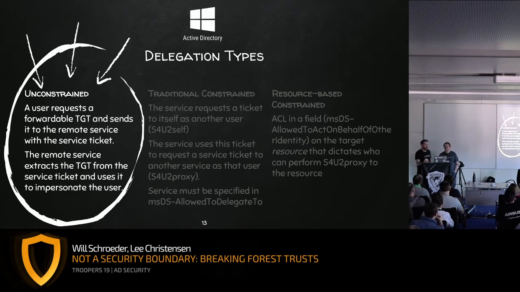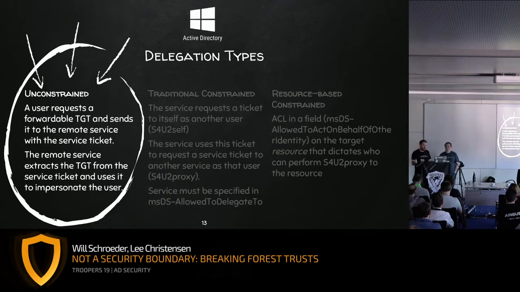So with unconstrained delegation, a user will request a forwarded TGT, and it'll send this along with the service ticket when it's authenticating to a remote service. The remote service will extract the ticket granting ticket out of that exchange, and then it'll cache that ticket granting ticket for a period of time on the machine. So if I auth to the front-end service, and I'm doing this with unconstrained delegation, that front-end service now has my ticket granting ticket and can pretend to be me to any other service in the entire domain.